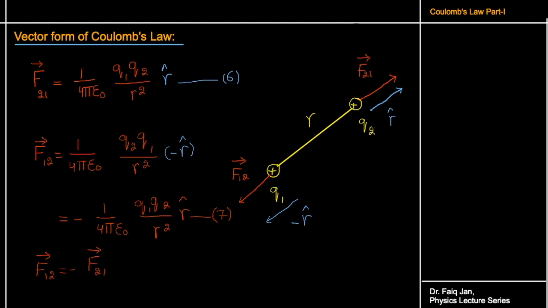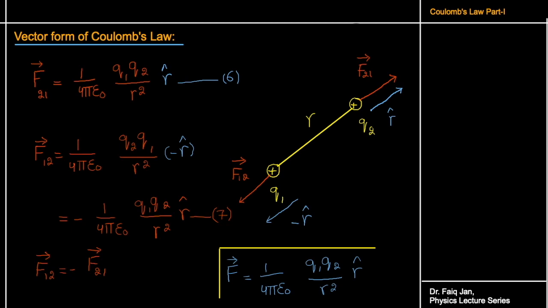Now more generally, Coulomb's law of electrostatics in vectorial form can be written as F is equal to 1 by 4 pi epsilon naught Q1 Q2 divided by r squared r unit vector. So this is the general vectorial form of Coulomb's law of electrostatics.